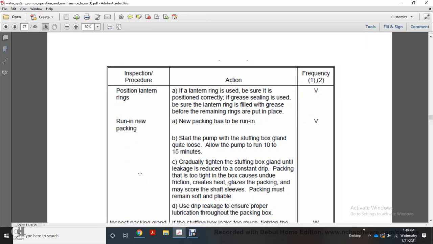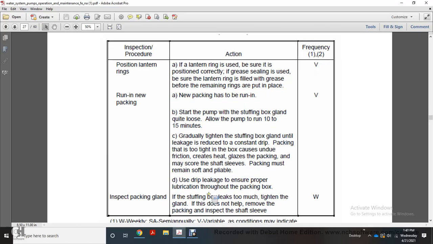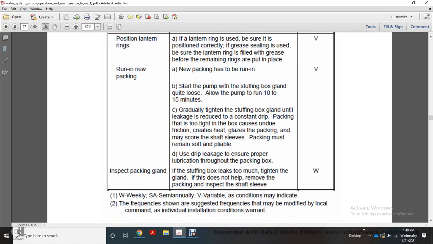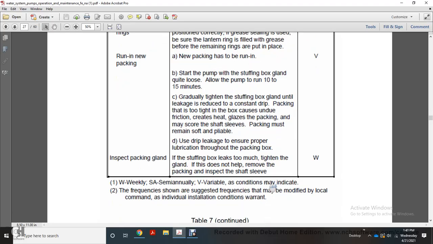If the packing is too tight, friction creates heat, and glazing of the packing may score the shaft sleeves. Packing must remain soft and pliable. Use the drip leakage to ensure proper lubrication of the packing box. Inspect the packing gland. If stuffing the box and tightening too much with the gland does not help, remove the packing. Inspect the shaft sleeve weekly.